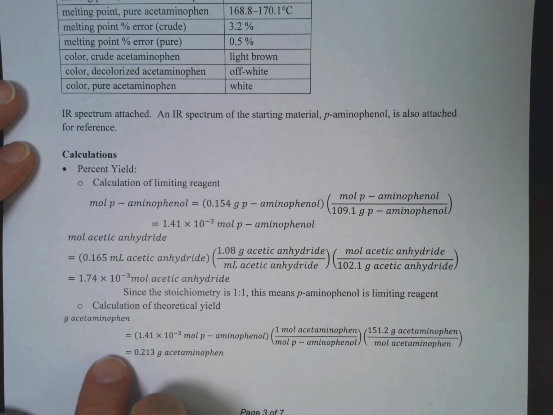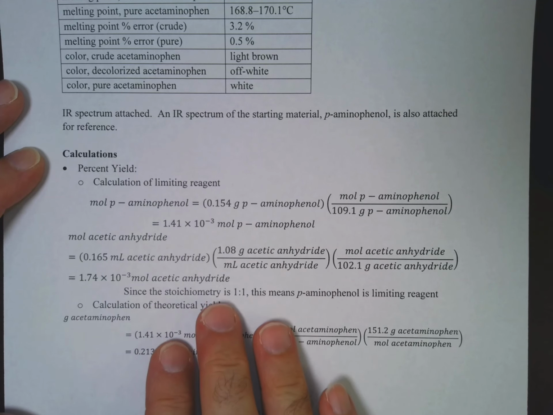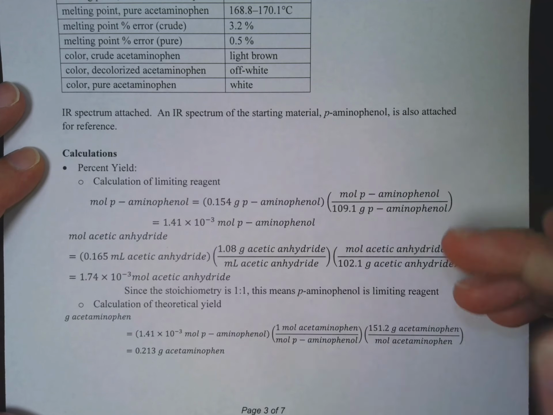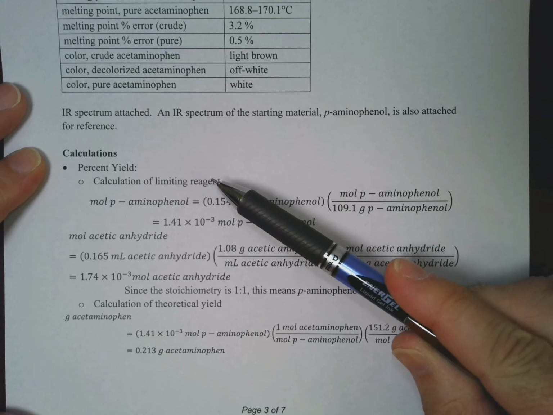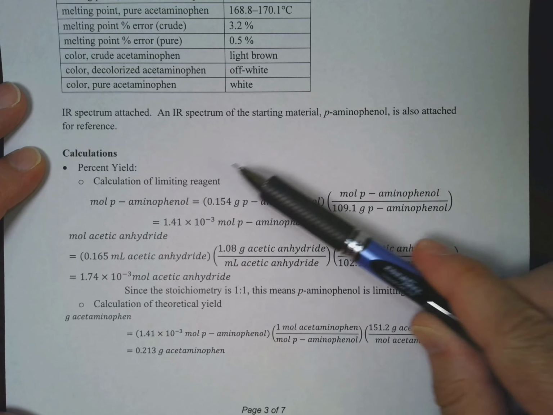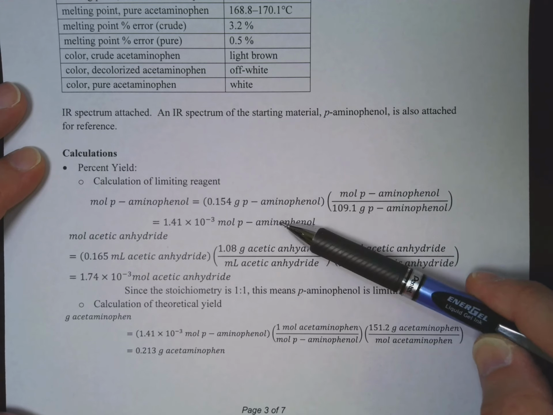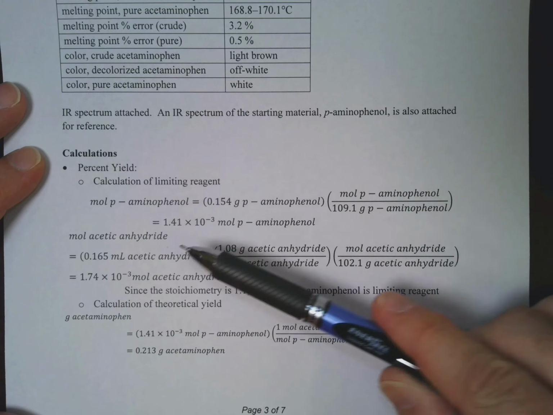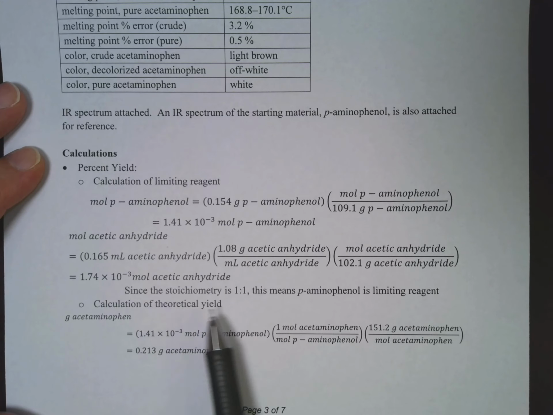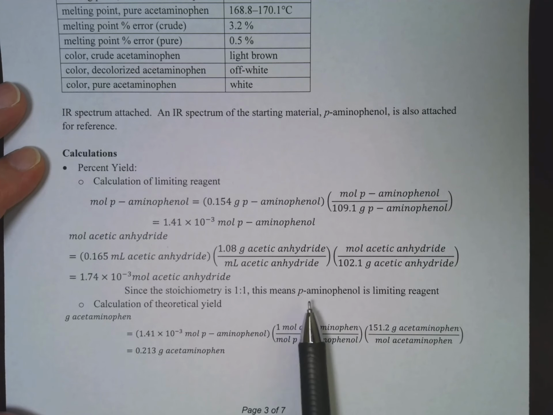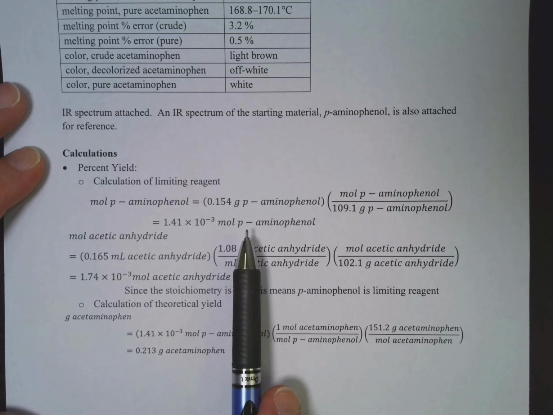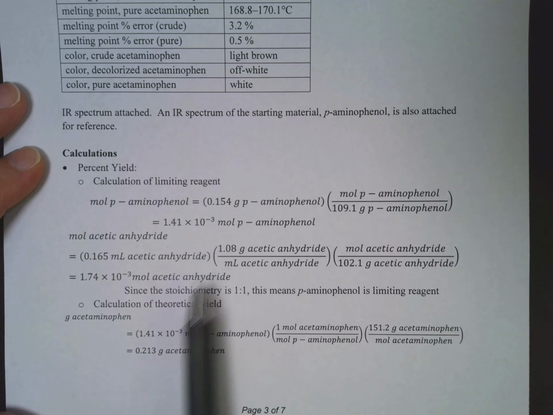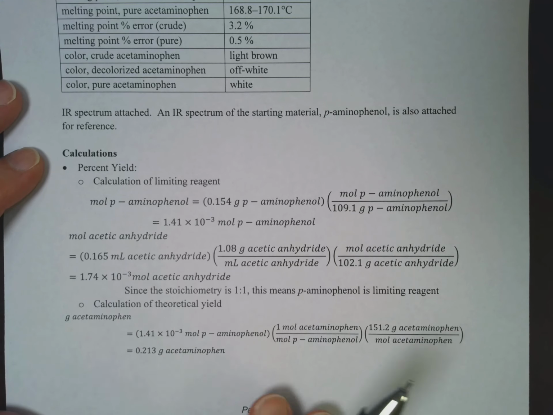And then calculations. I've got my full calculations here. So for my percent yield, you can see I'm calculating the limiting reagent. I calculate my moles of para-aminophenol, my moles of acetic anhydride. I have one-to-one stoichiometry, so in this case the fewer moles is the para-aminophenol. So then I can calculate my percent yield. It's just a stoichiometry calculation.